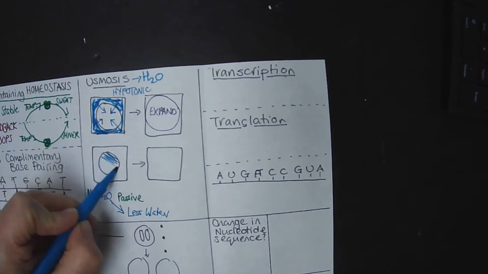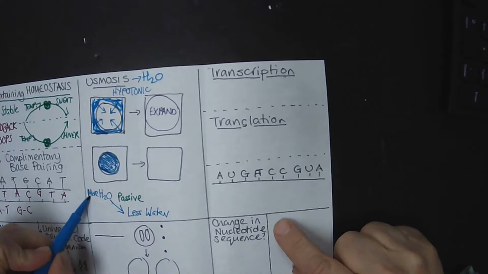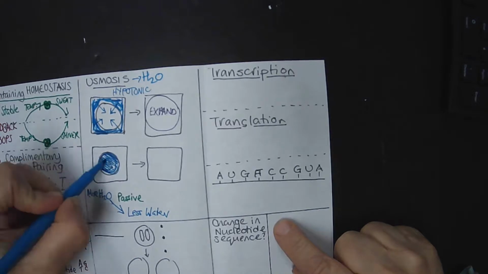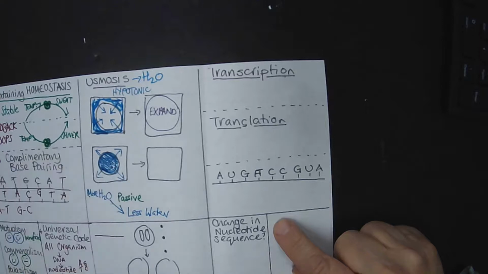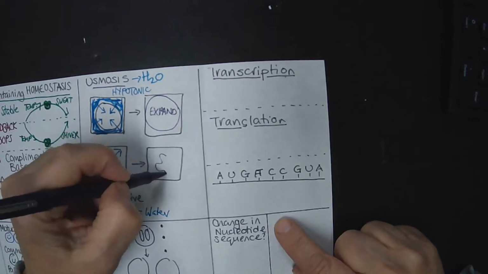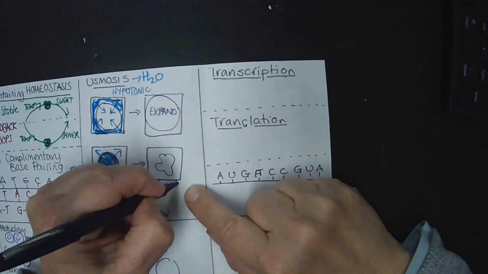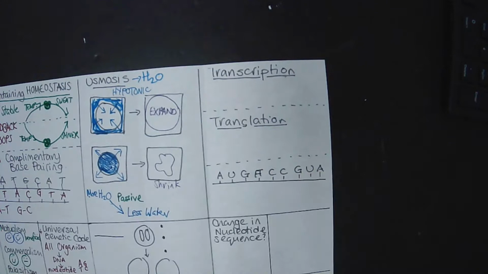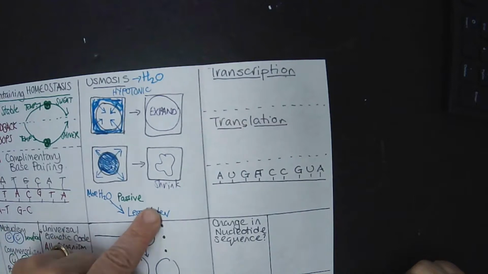Now, if I put a cell in an environment where there's more water inside the cell than there is outside the cell, again, water always moves from where there's more to where there's less. Well, now there's more water inside the cell, so this water is going to diffuse out of the cell. What is the cell going to do now? It's going to shrink, okay? It will get smaller until it's completely collapsed and can no longer function as a cell. Osmosis, water, from where there's more water to where there's less water.